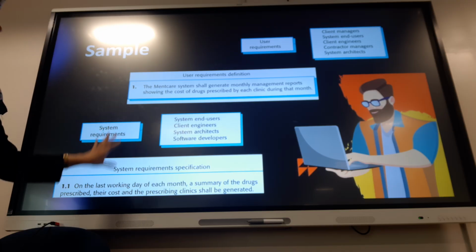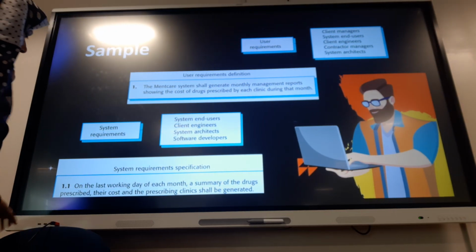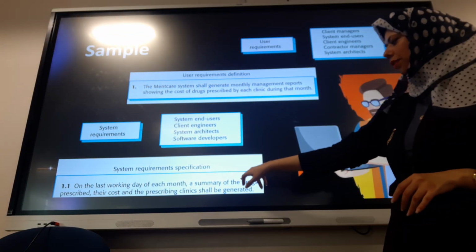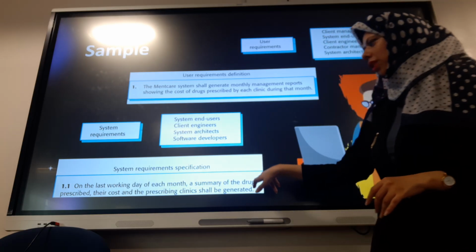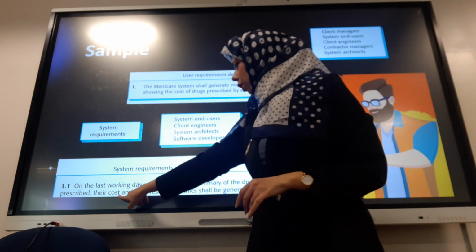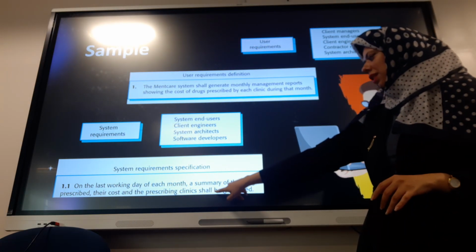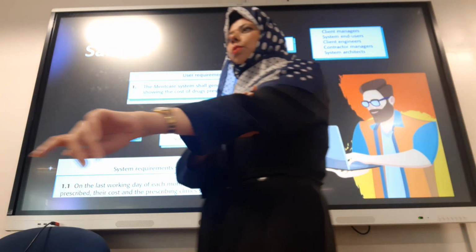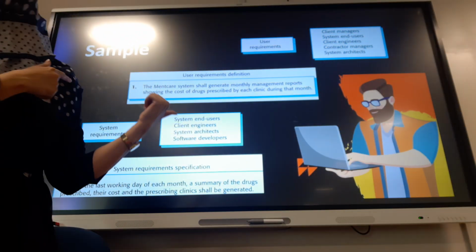This is one. Now this one here, okay, on the last working day of each month, a summary of all drugs prescribed, their cost, and prescribing clinics should be generated. So the system needs to provide maybe filters to provide these data, right?